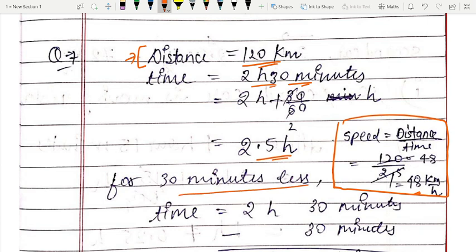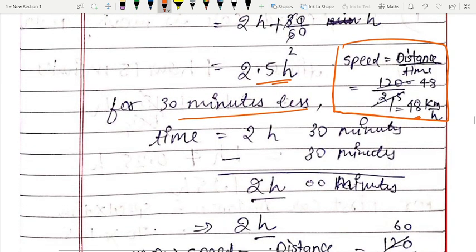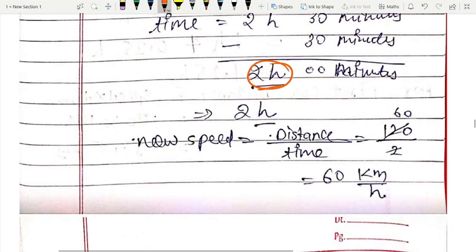For 30 minutes less, what does that mean? The car will reach 30 minutes before. That means it will take 30 minutes less. So what was the time taken? 2 hours 30 minutes. Just subtract 30 minutes here, so you will get 2 hours. After that, speed for the same distance is 120 divided by 2 hours, and you will get 60 kilometer per hour.